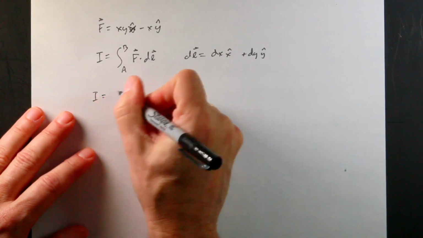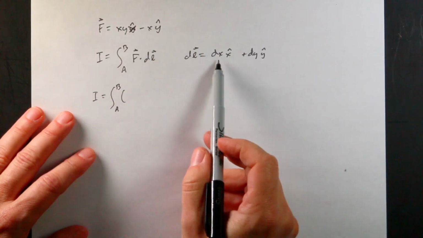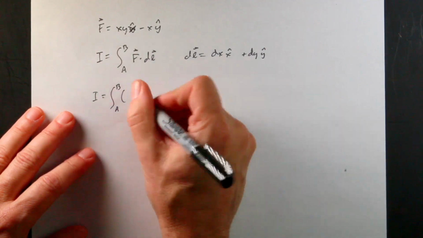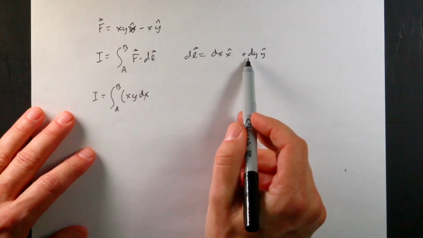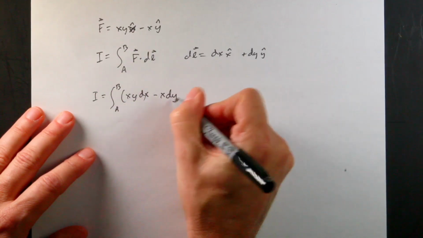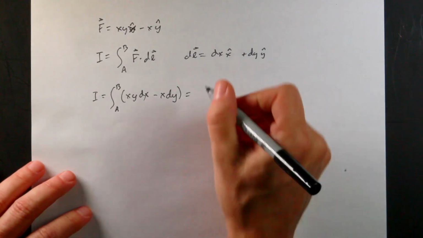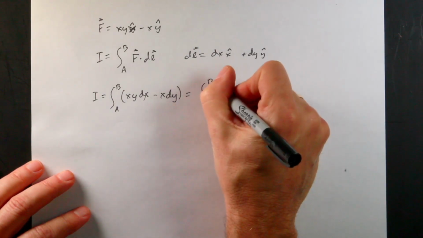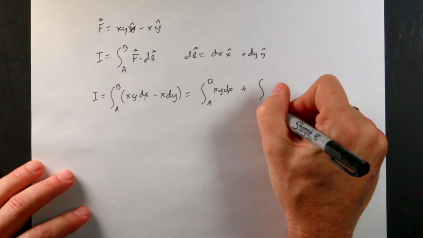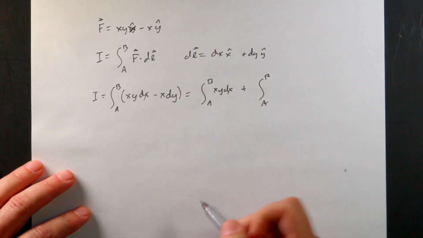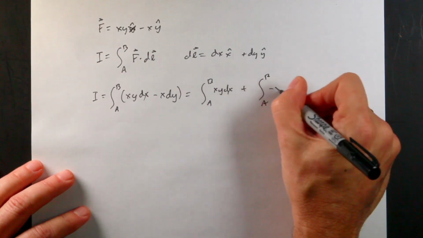Okay, so if I do this dot product, I get I equals the integral from point A to point B. I just take the dot product. Here's f, here's dl, so I get xy times dx, xy dx, and then I get minus x dy. And that's a sum, so I can actually write that as two integrals. It's going to be the integral from A to B of xy dx plus the integral from A to B of negative x dy. I'm leaving these A and B generic because they actually have limits, but you'll see how it comes out.